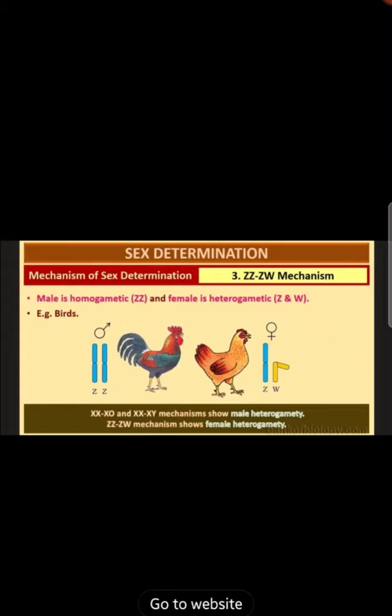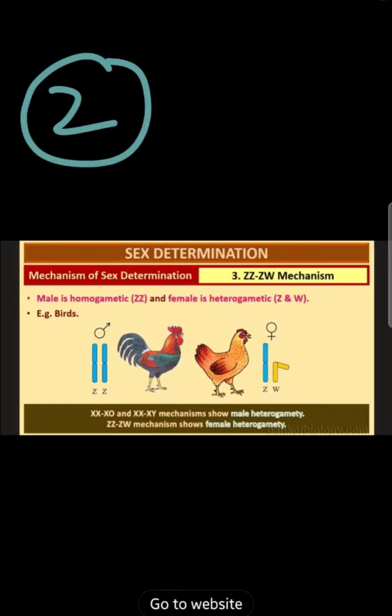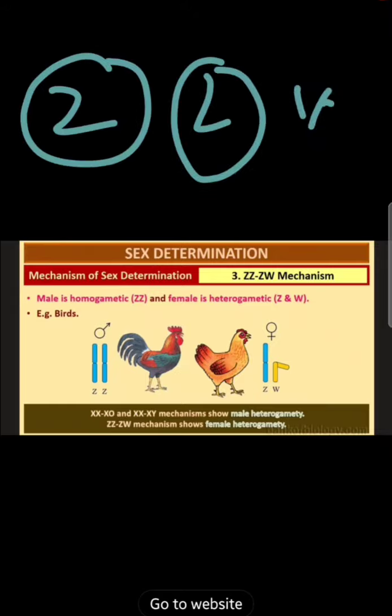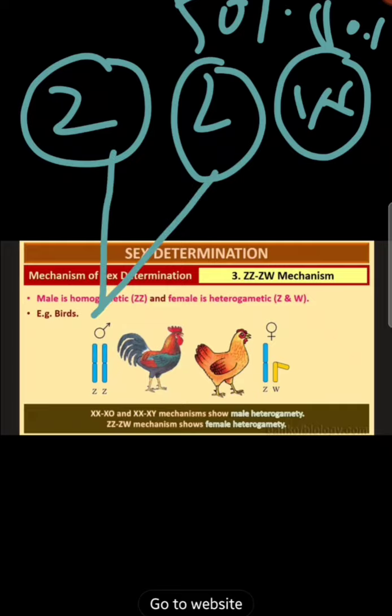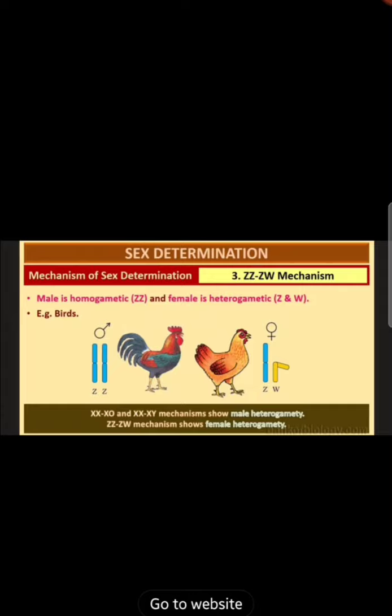Okay, so the male is homogametic, that means all the sperms will be Z only, and female will be heterogametic, that means 50% of the eggs will be Z, 50% of the eggs will be W. If Z and Z fuse, then they will form the males. If Z and W fuse, then it will be females. So this is a different mechanism. Example is birds, you have to remember.